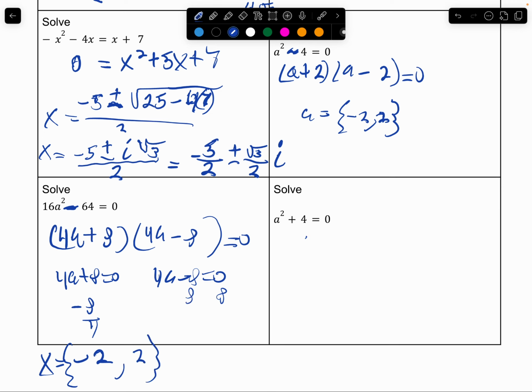And this one here, a squared equals negative 4. Square root both sides. a equals plus or minus 2i. That's it.